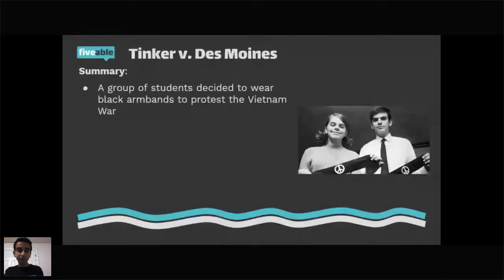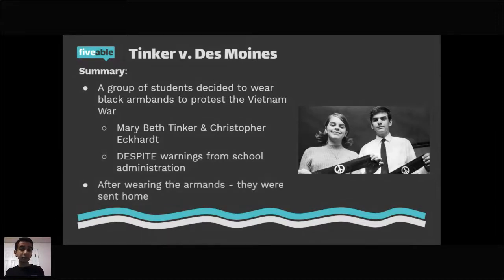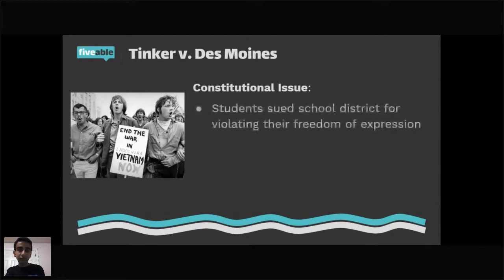A group of students decided to wear black armbands to protest the Vietnam War. These students included Mary Beth Tinker, who is the one in the case, and Christopher Eckhart. They wore these armbands despite warnings from school administration that they could be kicked out. After wearing those armbands, they were sent home. Once the school saw that these kids had those armbands at school, they decided that was not acceptable, that it was a disruption to the school environment, and they sent them home. The students decided to sue the school district for violating their freedom of expression.